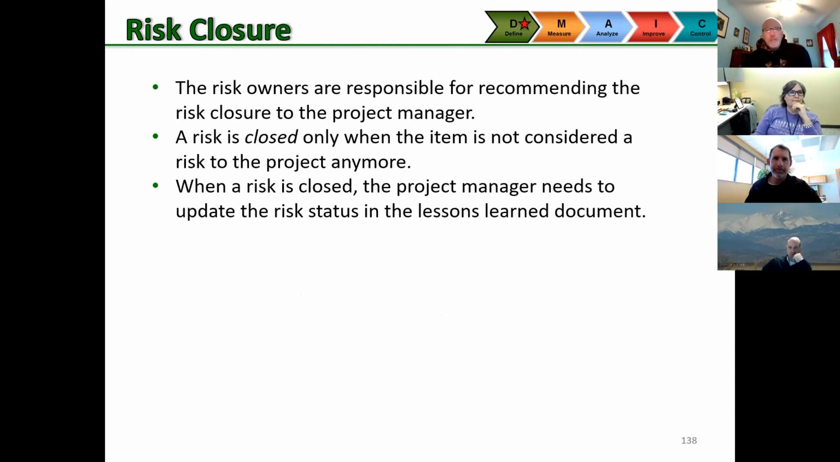And risk closure: the risk owners are responsible for recommending the risk closure. Again, A3 makes this so simple. A risk is closed when the item is not considered a risk anymore. When we go ahead and do the FMEA again, that one doesn't come up. Now we don't have to think about that anymore. And when it's closed, the project manager needs to update the risk status in the risk register.